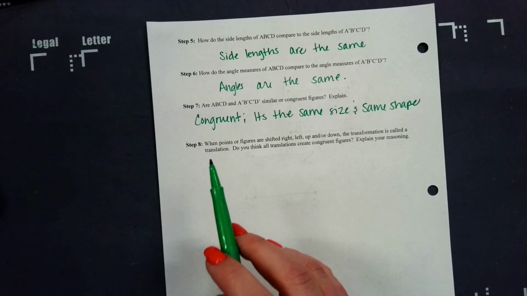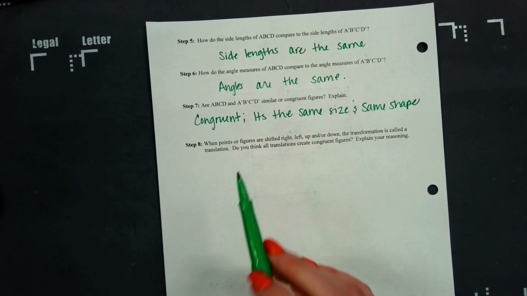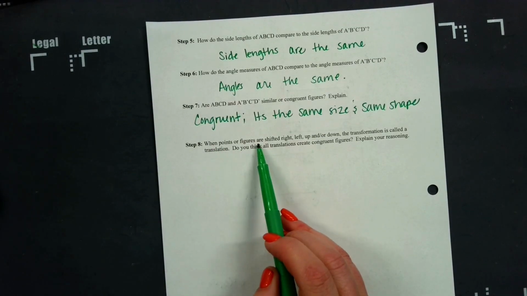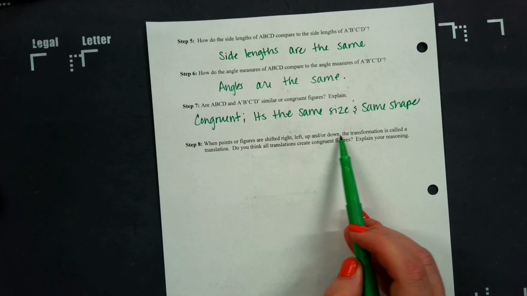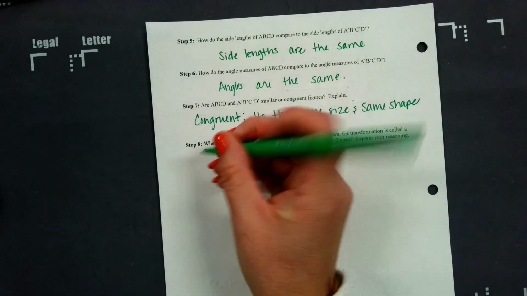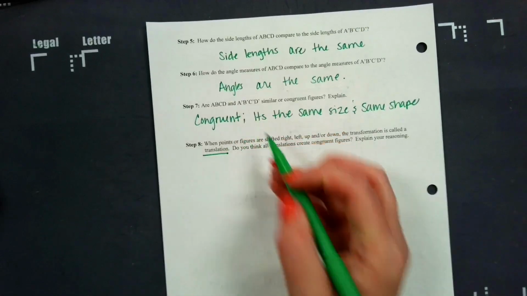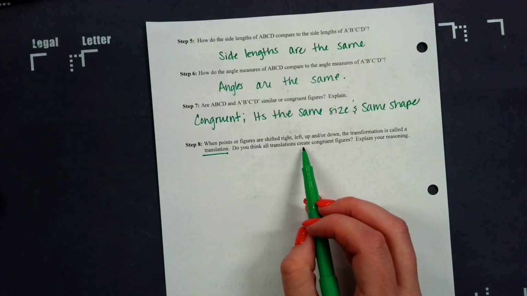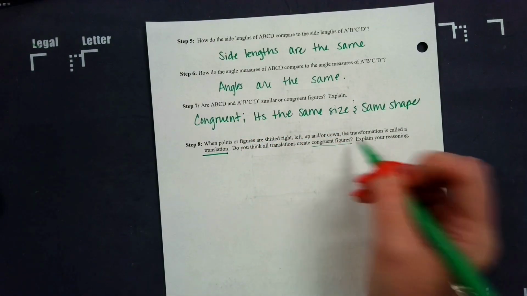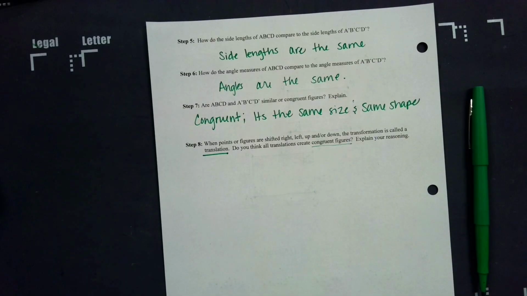Okay, so what we're looking at today is a translation. When points or figures are shifted right, left, up, or down, the transformation is called a translation. Do you think all translations create congruent figures? What do you think? Do you think they will always create a congruent figure? Write down what you think. Do you think they will or will not? Yes or no?